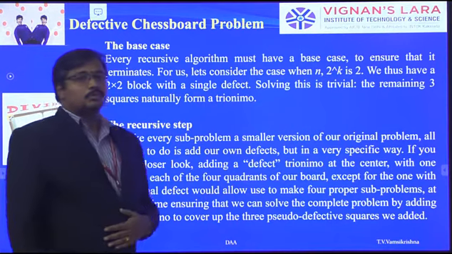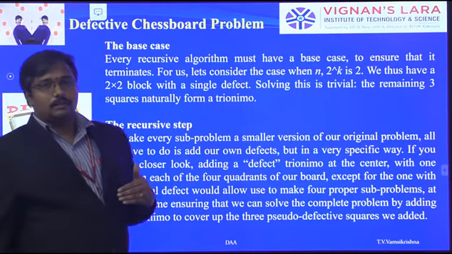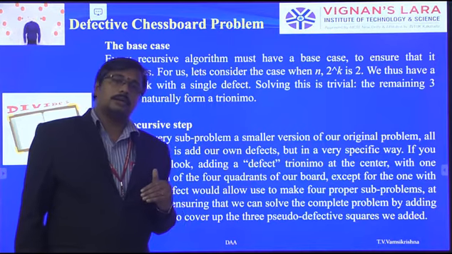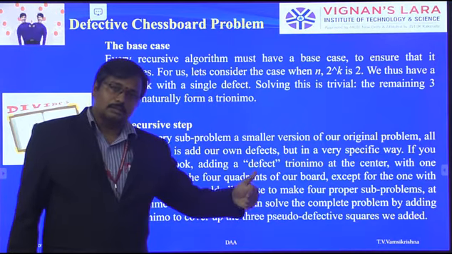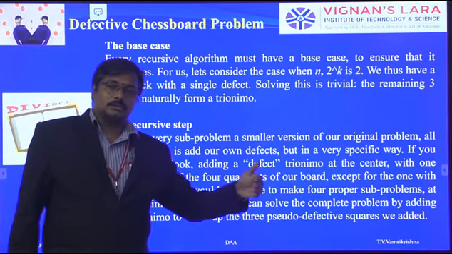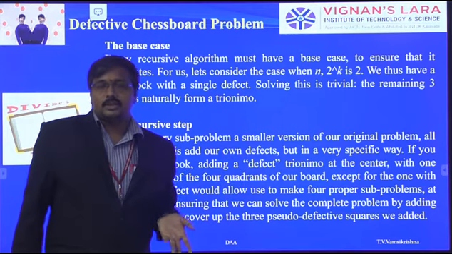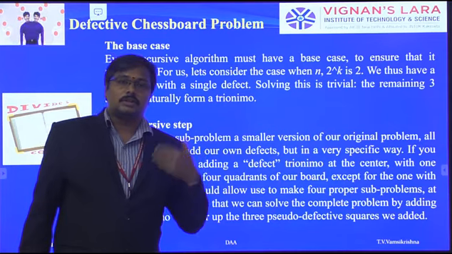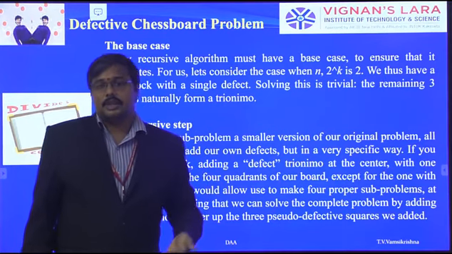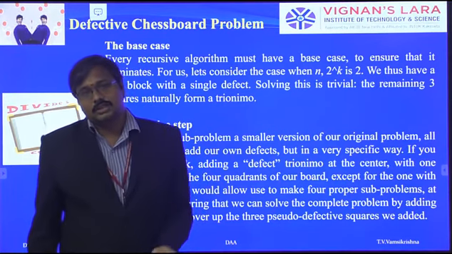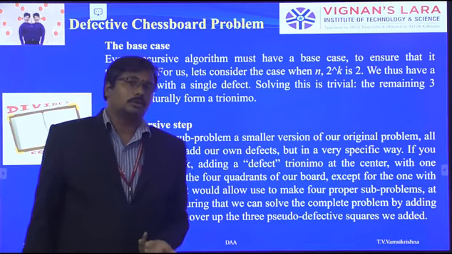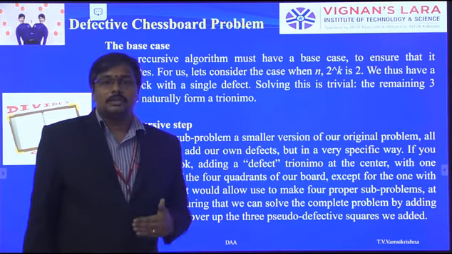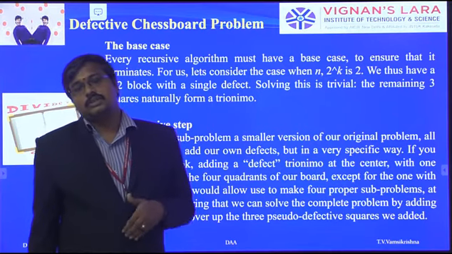So the defective chessboard problem we are solving with the help of recursion only. In case of quicksort, which we discussed in yesterday's session, we are also using recursion. In the defective chessboard problem also we are using recursion. In binary search, you can use recursion, or you can do it without recursion also. In mergesort we are using recursion. So the majority of the algorithms use recursion.